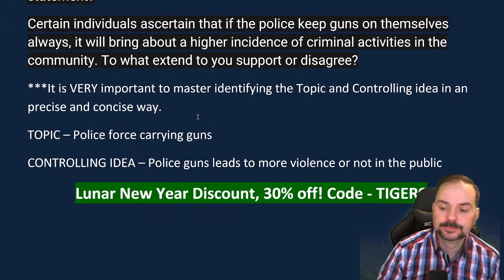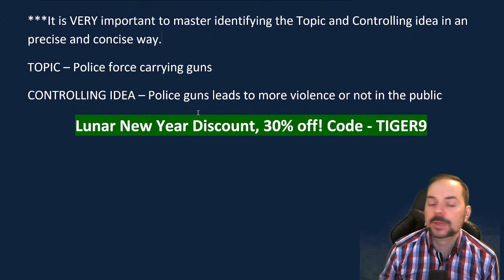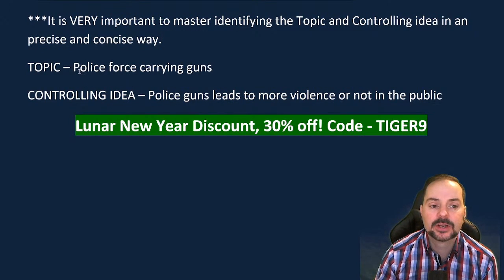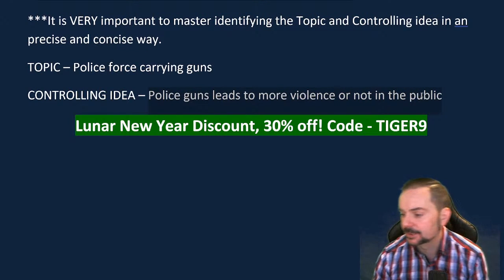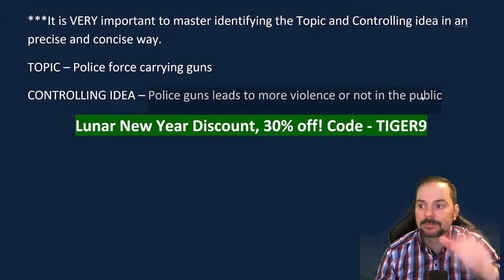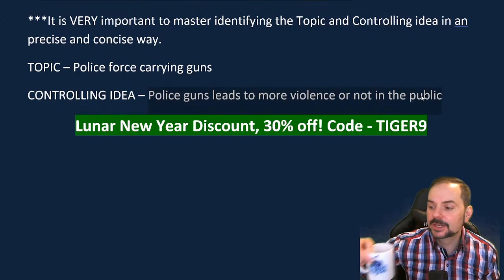Everybody clear on that? Are we in agreement that the topic here is the police force carrying guns, and the controlling idea is police guns leading to more violence or not in the public? Thumbs up? Somebody disagreeing? What do you think? We're in agreement here?